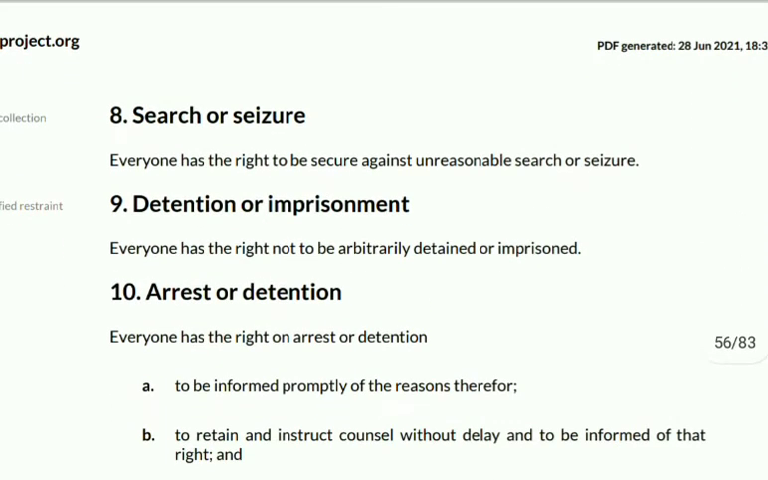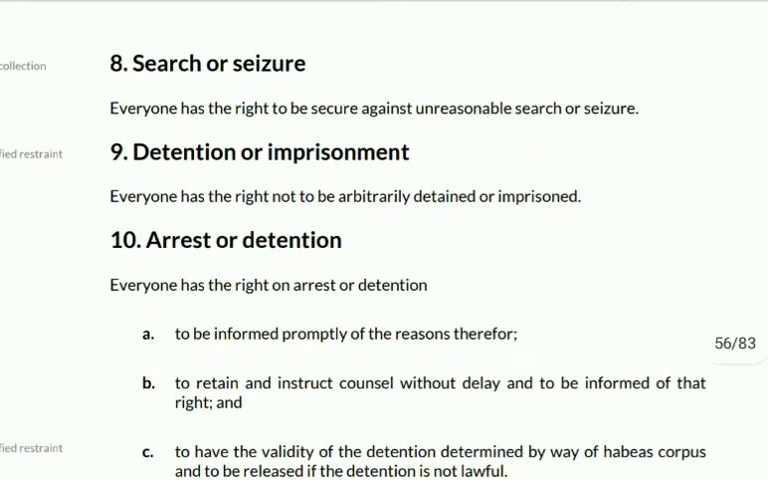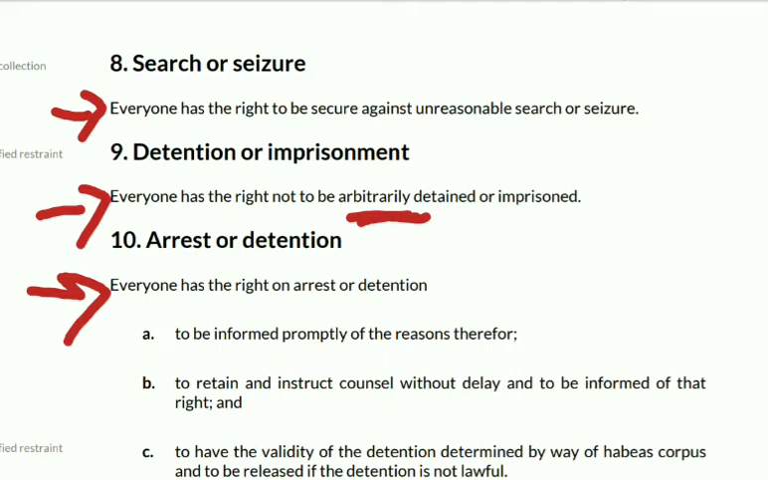Then search or seizure. Everyone has the right to be secure against unreasonable search or seizure. So it is for everyone. Then the detention or imprisonment. Everyone has the right not to be arbitrarily detained or imprisoned. As this is also for everyone, and arbitrarily is important here. Then 10th is arrest or detention. Everyone, again it is everyone, not only citizens but everyone has rights on arrest or detention.